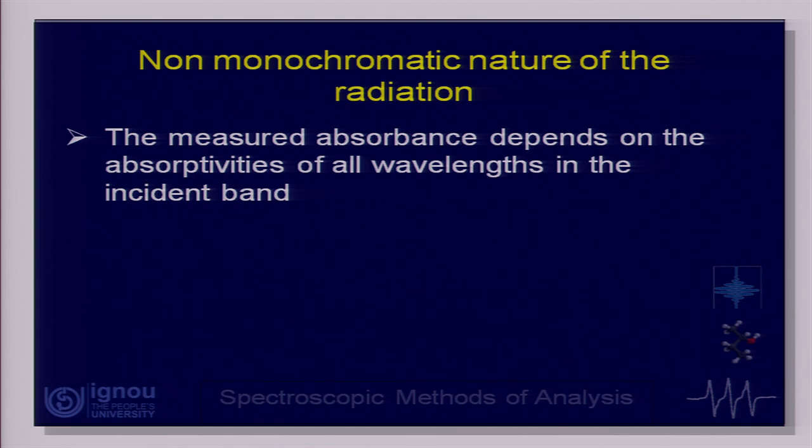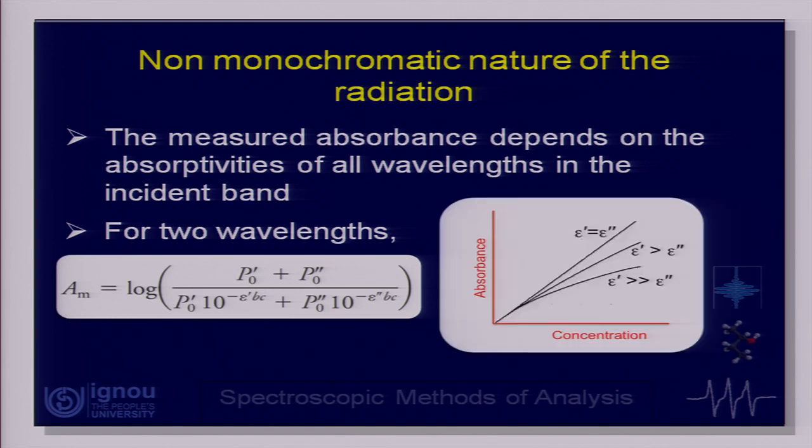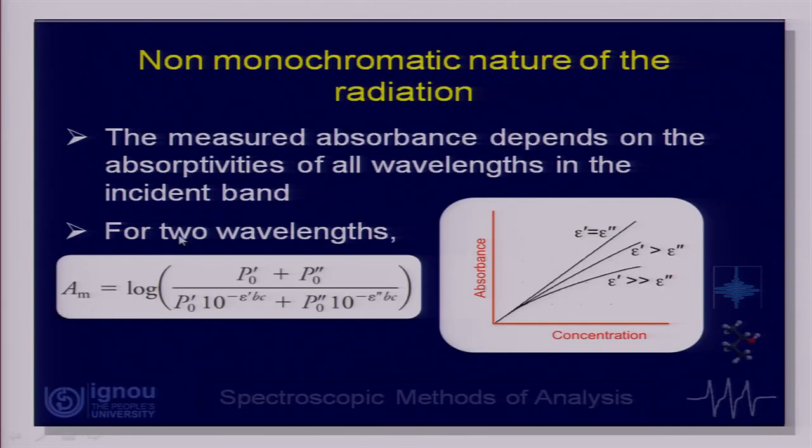Now, if I have only two wavelengths, let us see what happens. Suppose lambda 1 and lambda 2 happen to be very close to each other. For such a case, the observed value of absorbance will be given by the following expression. If these two wavelengths are identical, as an assumption, then epsilon prime equals epsilon double prime. That means I will observe a straight line, that is, the Beer-Lambert law will be observed.